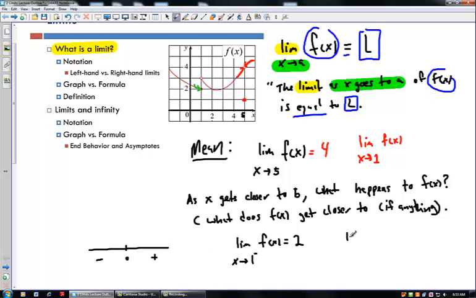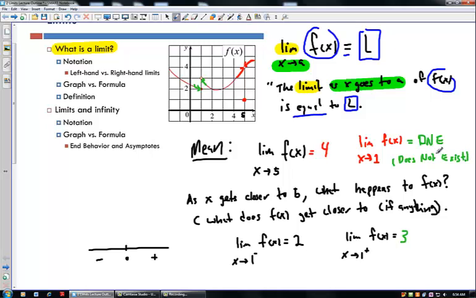Whereas when you're coming in from the right, this little plus sign means coming in from the plus side, the positive side of numbers, of f of x. You look up in the graph, and as you come in from the right, you approach height 3. And because these limits are different, from the left it's 2 and from the right it's 3, we say this limit does not exist. So D and E, which again means does not exist.